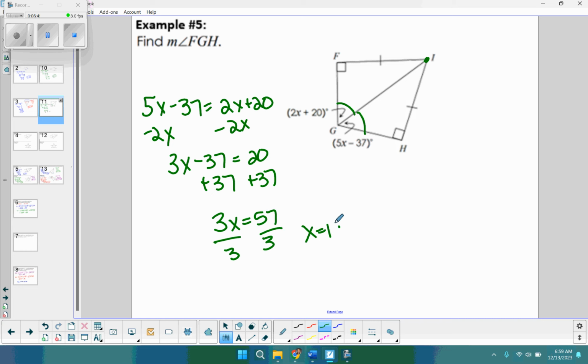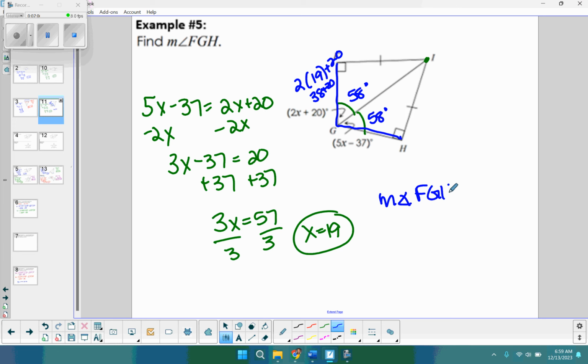We get x is 19. They want me to find FGH, so the whole thing. So I'm going to plug it back into one of these. Let's say I did 2 times 19 plus 20. So that's 38 plus 20. That's 58 degrees. So each of these angles is 58 degrees, which means the entire angle FGH is 58 plus 58, or 116 degrees.